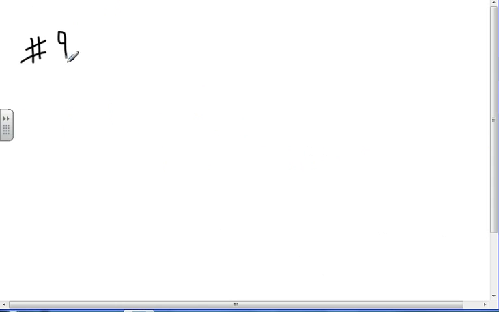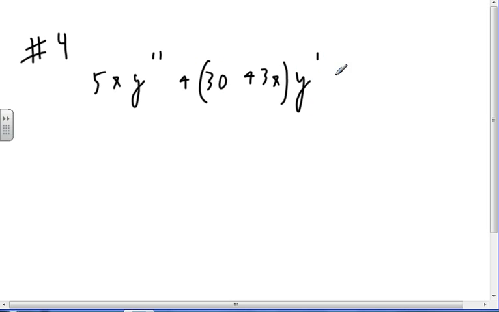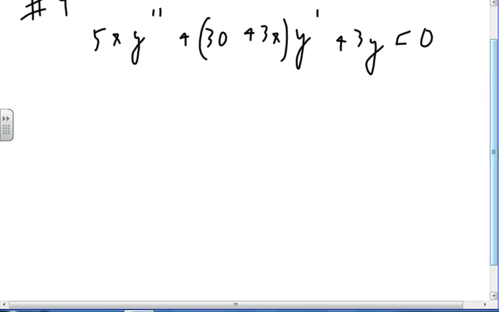Number 4. 5x y double prime plus 30 y prime plus 3x y prime plus 3y is equal to 0. Okay, how many steps do you want me to skip anyway?